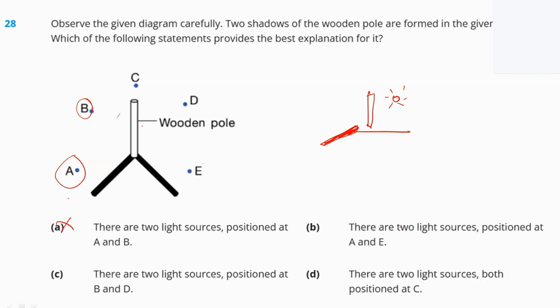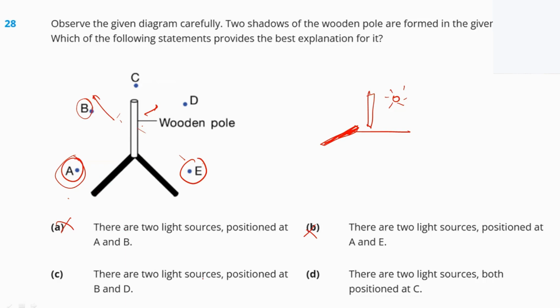Next, there are two light sources positioned at A and E. Had it been this case, the shadow would have formed in this direction, here and here. But that's not the case. So option number B is also wrong.